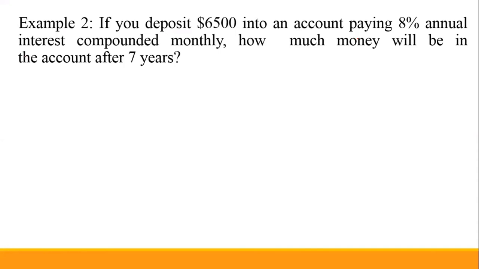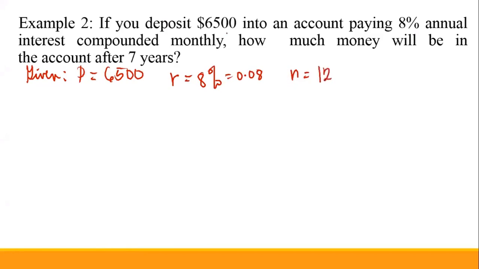Okay, so para mas maayos, identify muna natin yung mga given. So we have the principal, which is 6,500. Another one is the annual interest rate, which is 8%, or this is 0.08. The number of times compounded per year is 12. Bakit 12? Kasi nga it is monthly, and there are 12 months in a year. And then the time in years is 7.